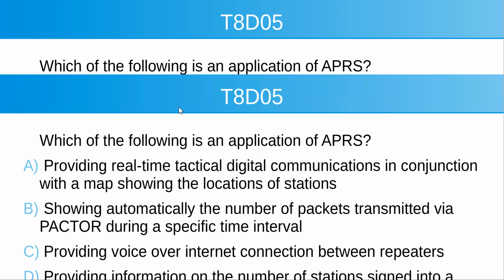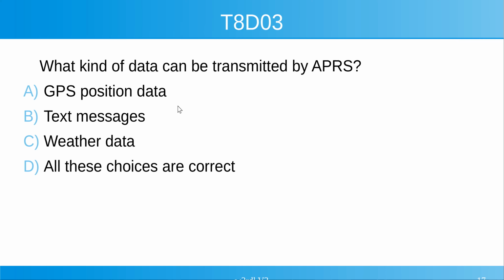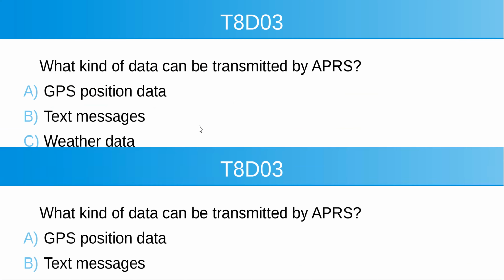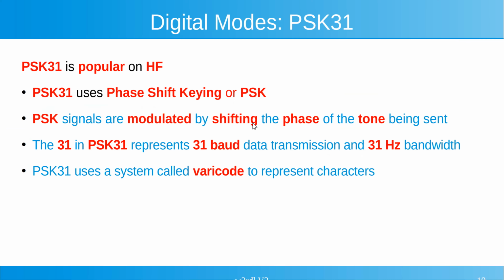What kind of data can be transmitted by APRS? All are correct. All the above. Okay, PSK 31. You done PSK 31? There's a lot of PSK 31. Oh, good. I haven't.